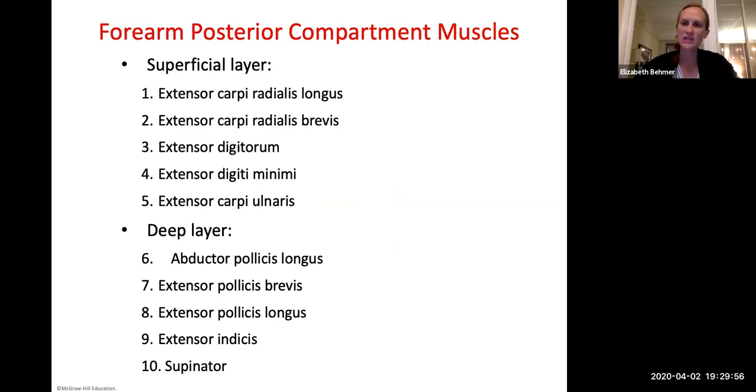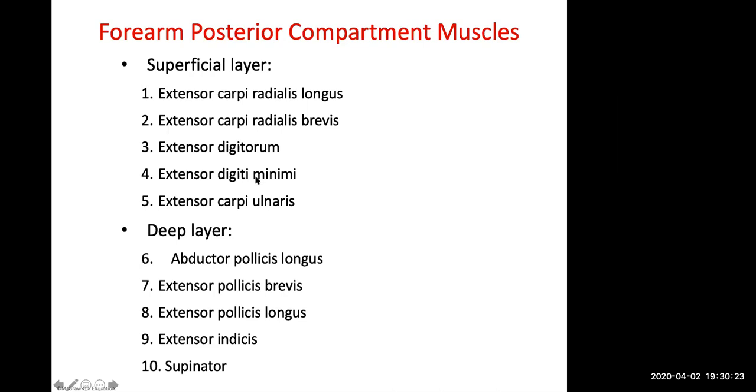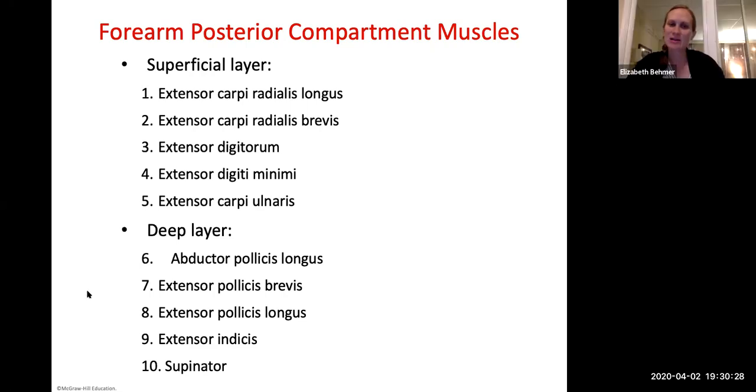On the posterior side of the forearm, these are all of your extensor muscles. They will all extend your fingers, so straighten them out, and extend your wrist, kind of pull it back. They will be named for radialis if they're on the thumb side, digitorum if the tendon goes to the digits, digiti minimi, what finger do you think that controls? The pinky finger, yep. Extensor carpi ulnaris will be on your pinky side.